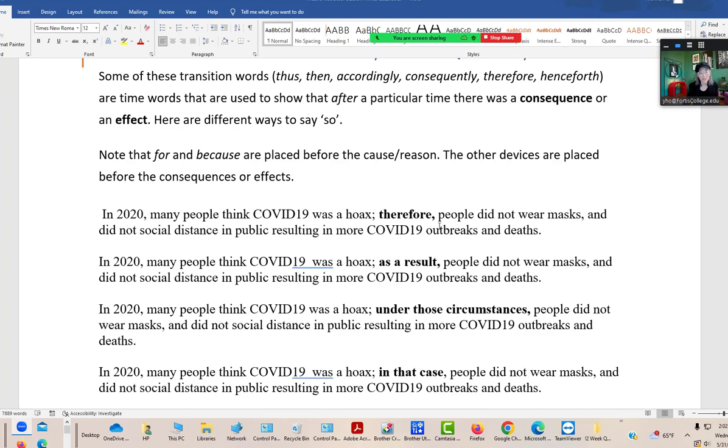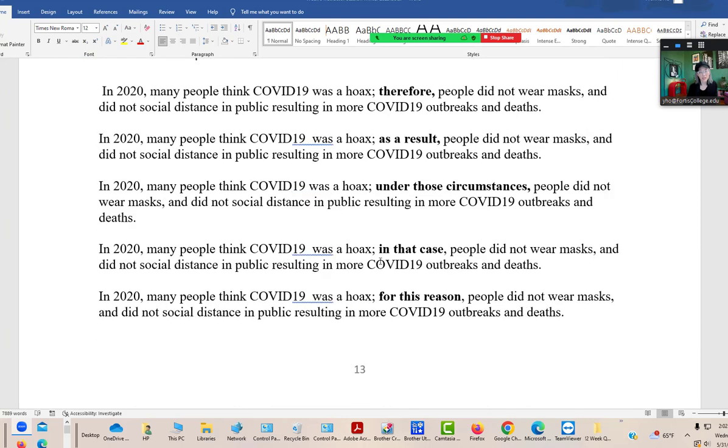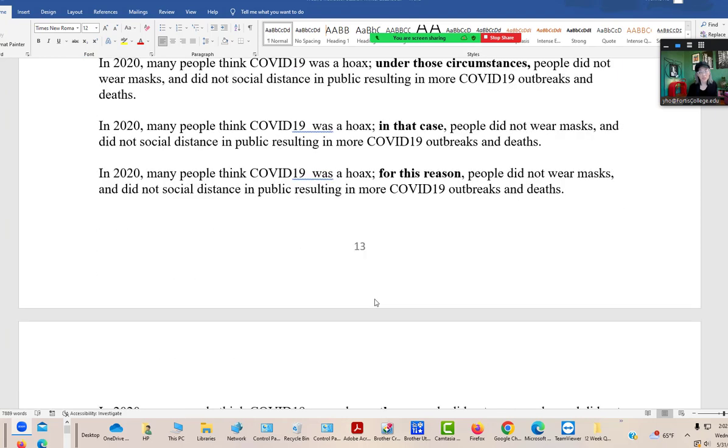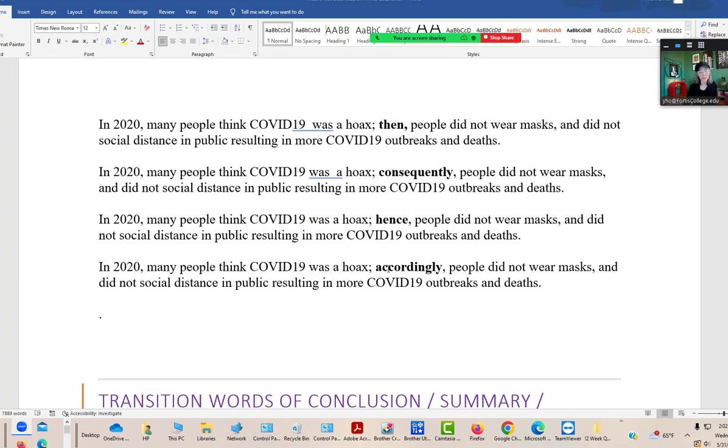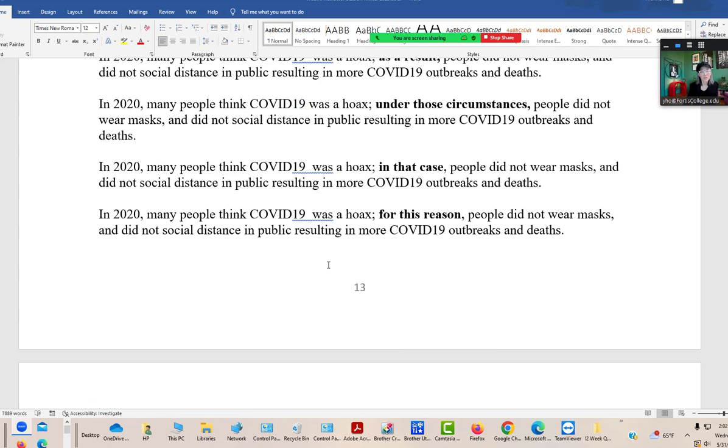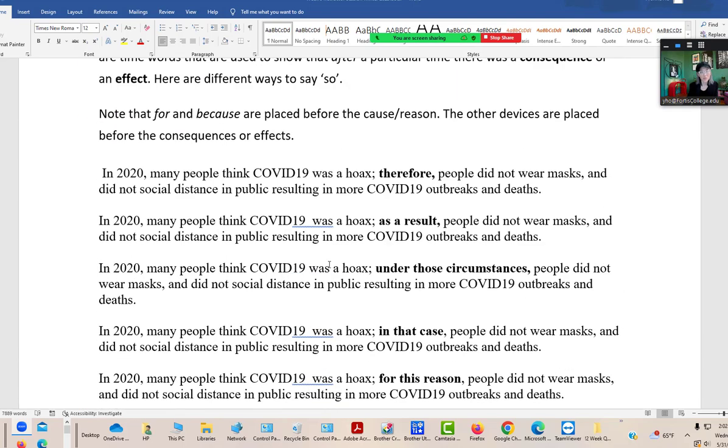Therefore, people did not wear masks and did not social distance in public, resulting in more COVID-19 outbreaks and deaths. So here you would say, instead of saying then, you would say therefore, as a result, under those circumstances, in that case, for this reason, then, consequently, hence, accordingly. So anytime you feel like saying then, you would use all of these different kinds of transition words.